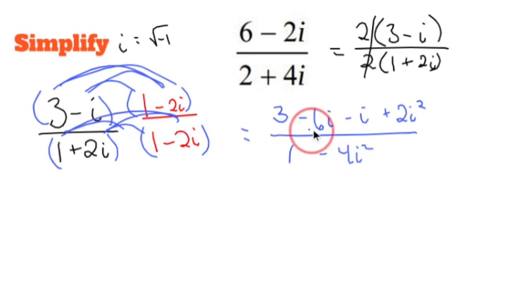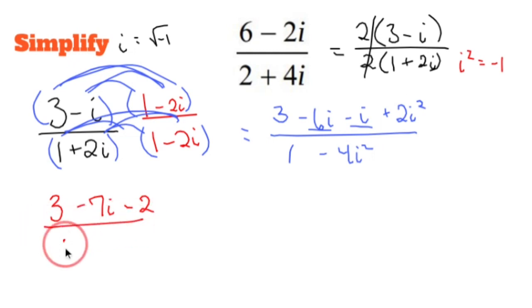So let's combine the like terms upstairs in the numerator. So 3 doesn't change yet. This becomes -7i. And 2i squared, remember, i squared is the same thing as -1. So 2i squared is the same thing as 2 times -1, which is -2. So that'll simplify. Similarly, on the bottom, we have -4i squared, which is the same thing as -4 times -1. So that becomes plus 4.